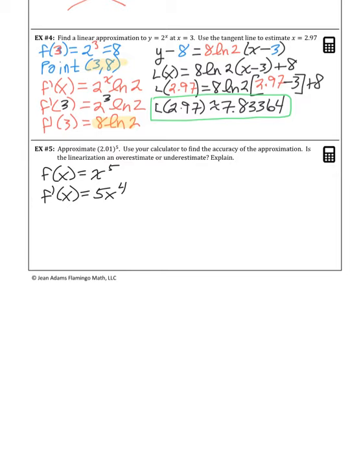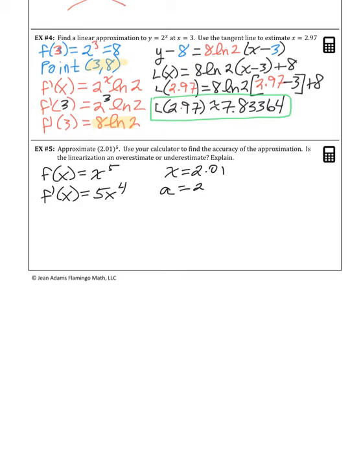So our a is, well, let's start with our x. Our x is the number that we're approximating, so our x is our 2.01. A is the number that's really close to 2.01, but is easy to work with. And so I would think that our a here should be 2, because I can easily take 2 and raise it to the 5th power.